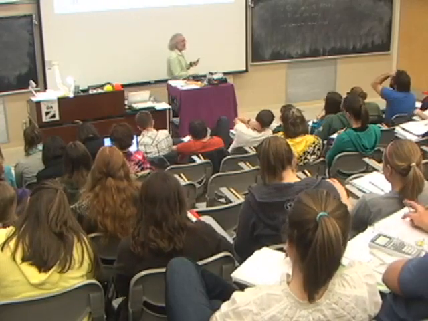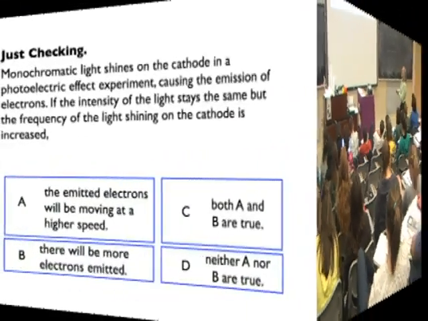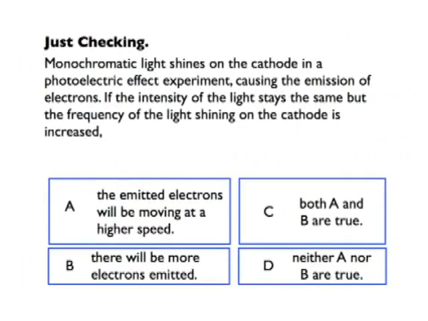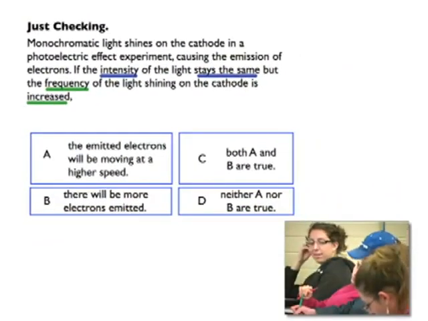Let's do a couple of exercises with the photoelectric effect now to check on things. Monochromatic light shines on the cathode in a photoelectric effect experiment, causing the emission of electrons. If the intensity of the light stays the same, but the frequency is increased, which one of these applies? A, B, C, or D? Intensity stays the same, but the frequency is increased. Talk to your neighbors about this, and I'll call for a vote in about 30 seconds.